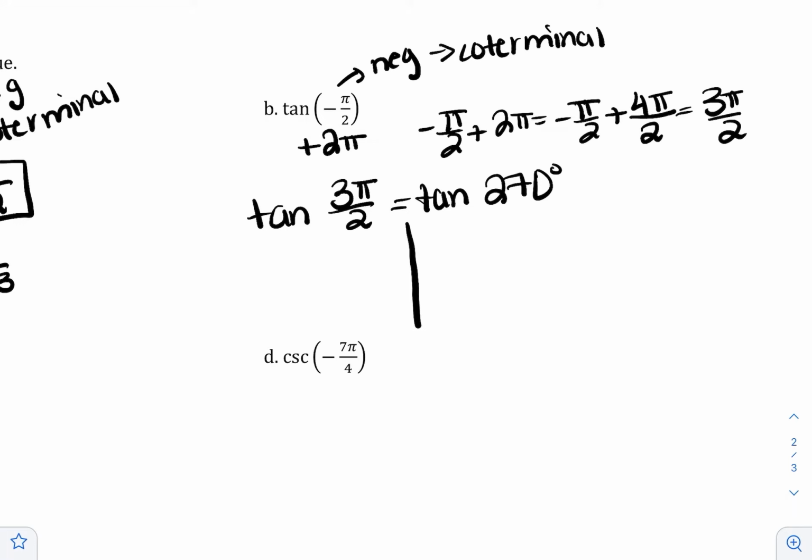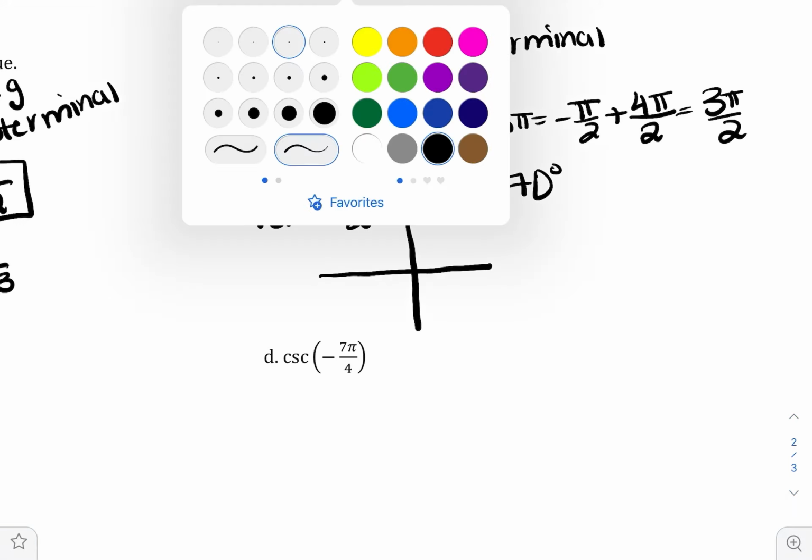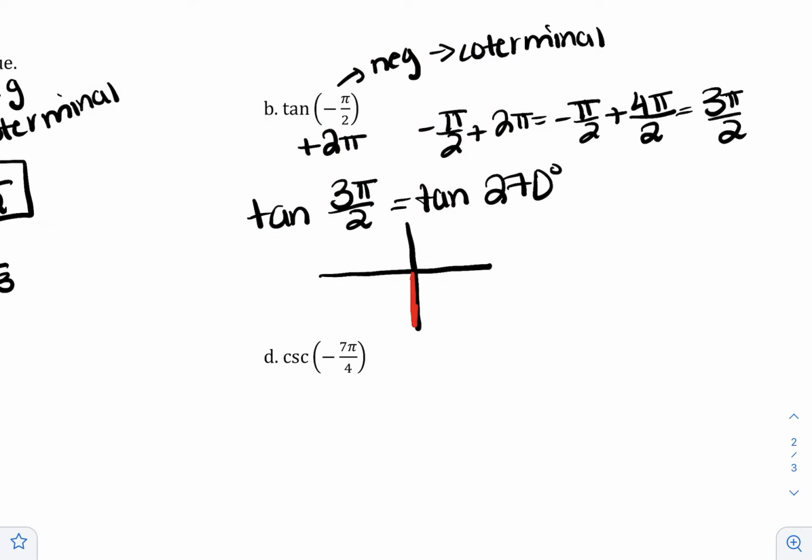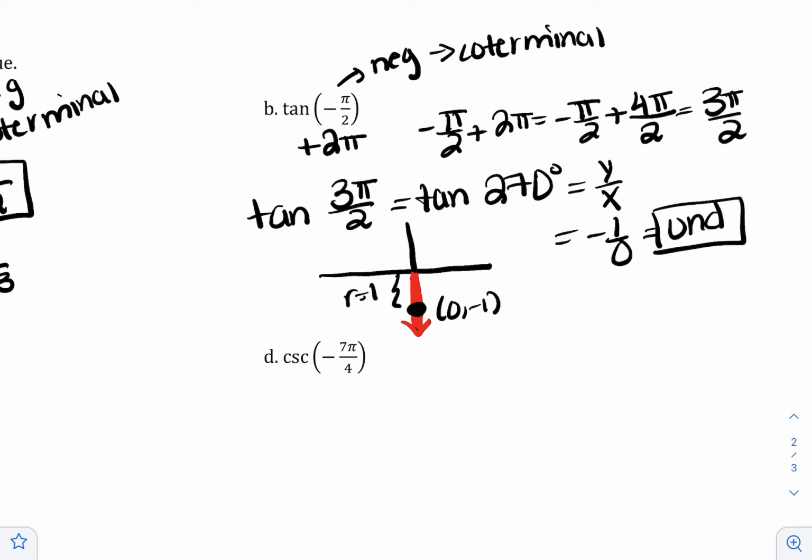So I'm going to draw my little diagram. Now, for axis angles, the diagram is this diagram. Here it is. I have my point here, 0, comma, negative 1. R is 1. So tangent is y over x, which will be negative 1 over 0. So it will be undefined. It doesn't exist. It is literally not defined.